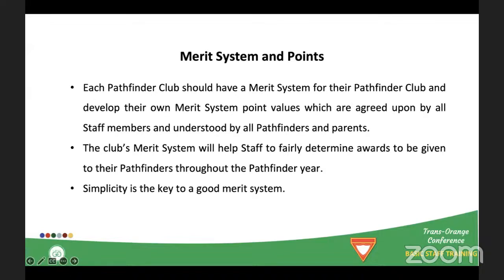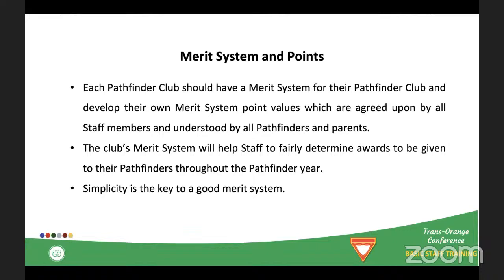Merit system and points. Each Pathfinder club should have a merit system for their Pathfinder club and develop their own merit system point values, which are agreed upon by all staff members and understood by all Pathfinders and parents. So the merit system is not a standard for all clubs in the conference, but you know your strengths as a club, you know the environment where you are, you know what you can recognize, what you may not recognize.